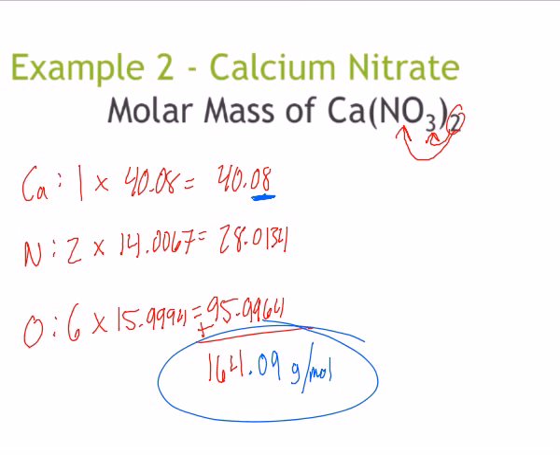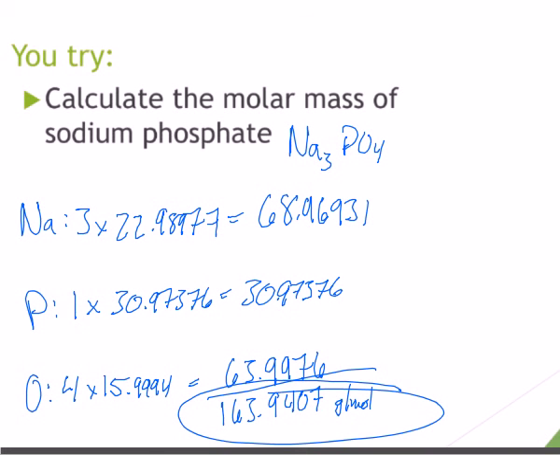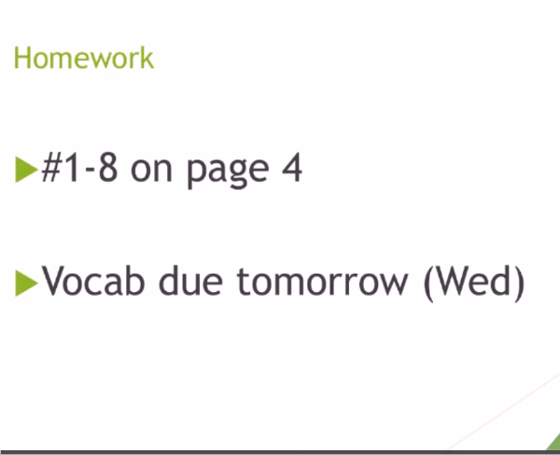Grams per mole. Our definition of molar mass is the number of grams per 1 mole of a substance. This is what we will measure out in lab. Next week, you guys will be doing a lab where you have to do this. All right? Your homework tonight then is page 4, numbers 1 through 8.